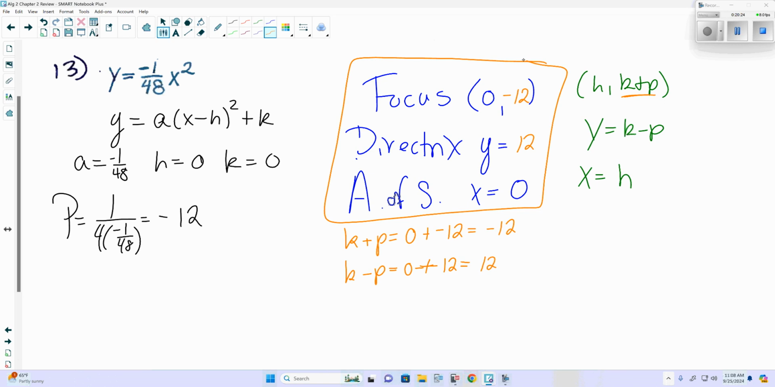Questions on these here, or anything we've done so far? Hopefully you notice so far everything that we're doing in this chapter has a big focus on the general forms. Keep matching them back to the general forms. Find A, H, and K, find these values that we need and plug them in.